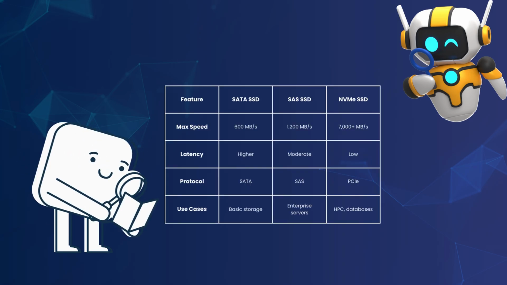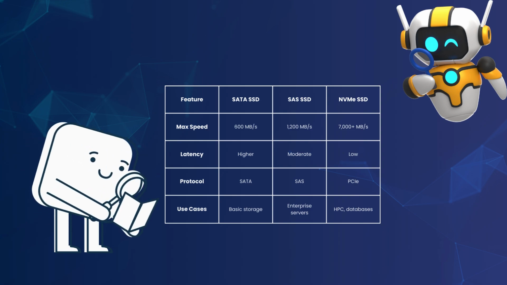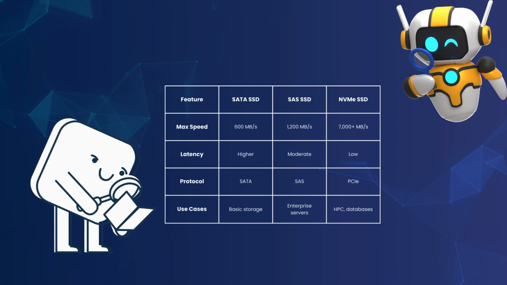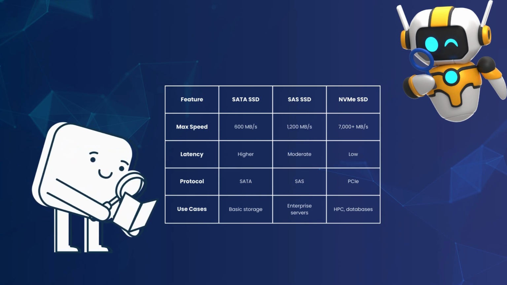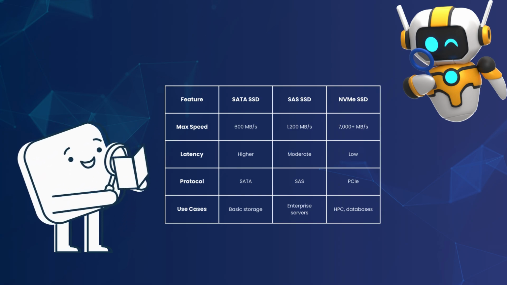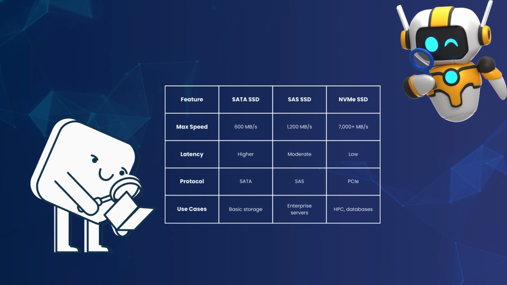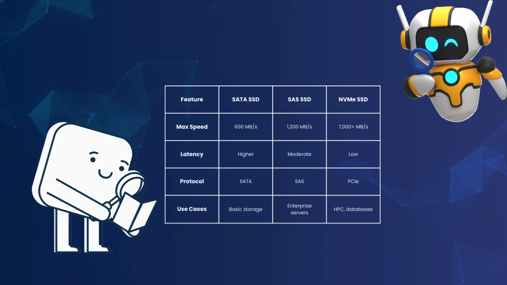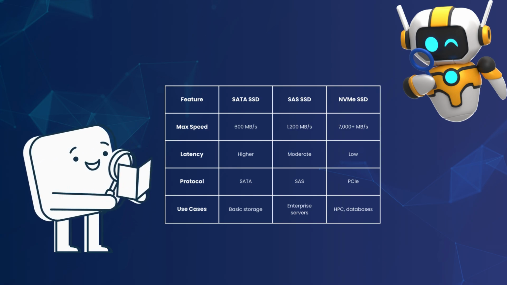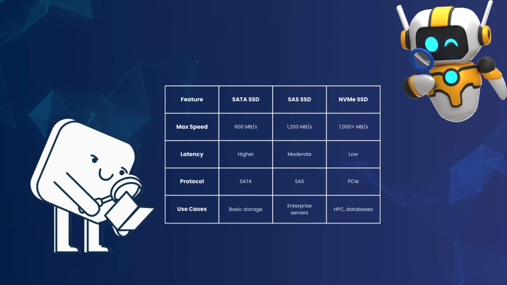Starting with SATA SSDs, these have a maximum speed of up to 600 MB per second. While they are much faster than traditional hard disk drives, they are limited by the SATA interface's legacy design, resulting in higher latency. SATA SSDs are great for consumer laptops and desktops, providing faster boot times and application loading compared to hard disks. They are also popular in budget servers where cost effectiveness is a priority.